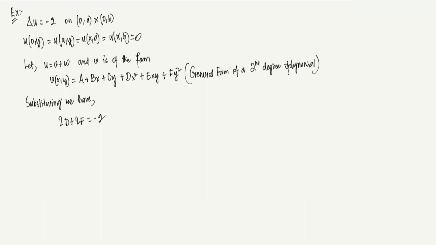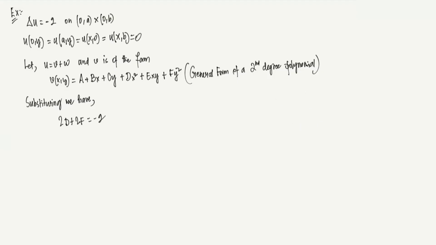Okay, so now I hope this is clear. See, let's say v is this. So what is v_x? v_x is nothing but b plus 2dx plus ey. Clear? And what is v_xx? If you differentiate again, this is gone, this is gone, you are only left with 2d. And similarly, with respect to y, you are only left with 2f. So 2d plus 2f. I hope this is clear.